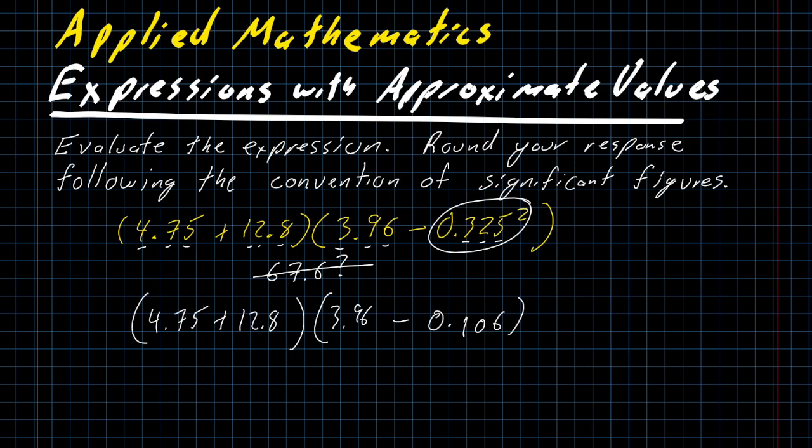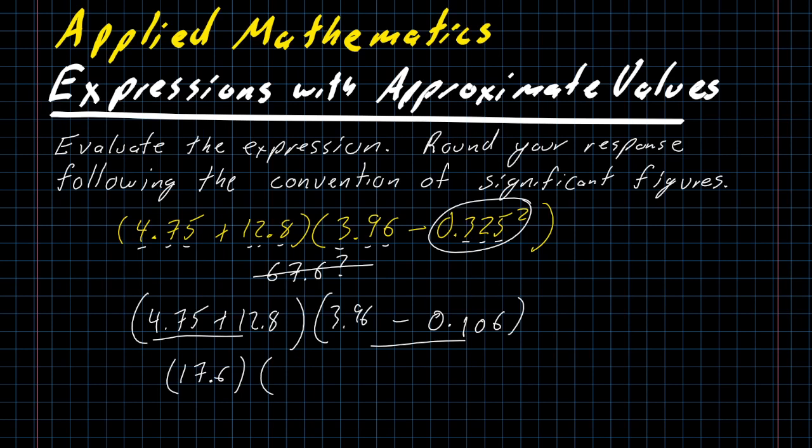And everything else comes along for the ride. Saving a little bit of space, I'm going to do the addition here and the subtraction here in the same line. They are separated in separate grouping symbols, so I know they're not going to get in each other's way. 4.75 plus 12.8, my calculator tells me, is 17.55. Rounding that, weakest precision is the nearest tenth right here, so I round to the nearest tenth, and I'll call it 17.6.